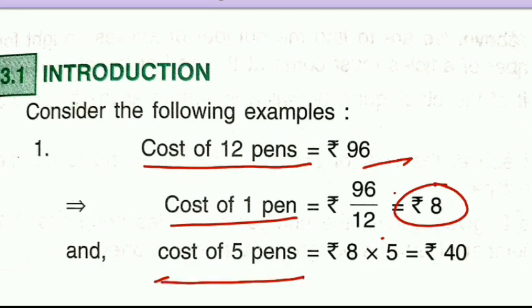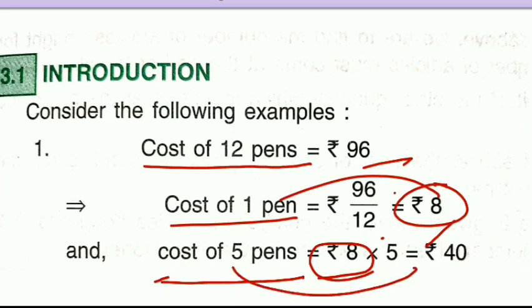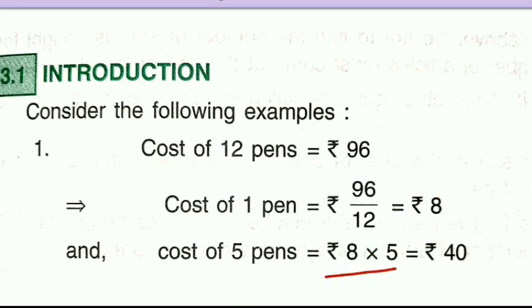The cost of 5 pens will be what? Rupees 8 into 5. Why? The cost of 1 pen is 8. That's why the cost of 5 pens, how will you get? We'll just multiply the cost of 1 pen by the required number of pens. So the cost of 5 pens is 40. So it is very easy.